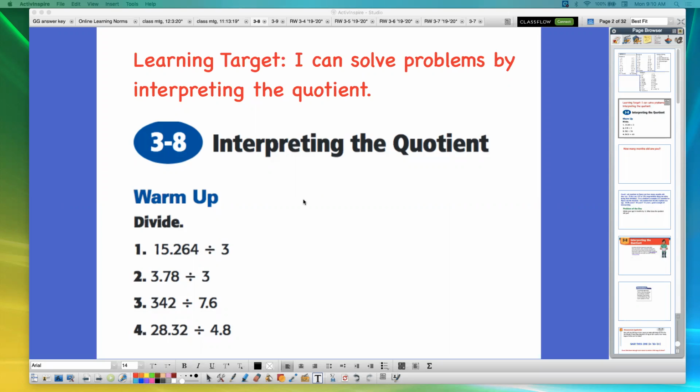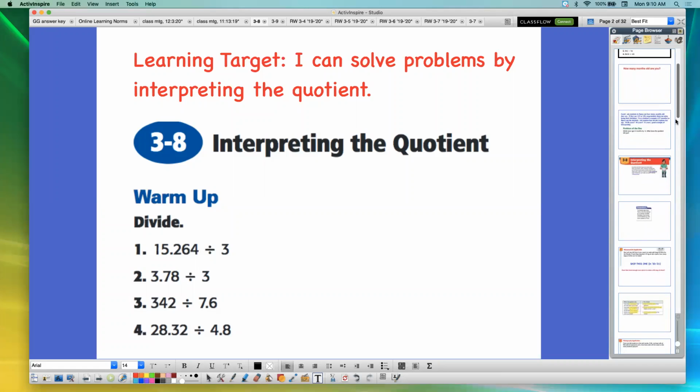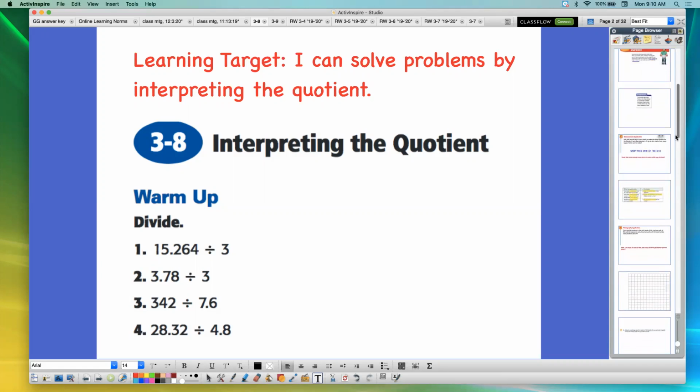Awesome. So again, the learning target is I can solve problems by interpreting the quotients. For today, what this means is we're going to be doing some problems. They're going to be kind of word problems, which I know can be a little frustrating sometimes, but we're going to practice some of them. So before we get too far, I want to show you something here.